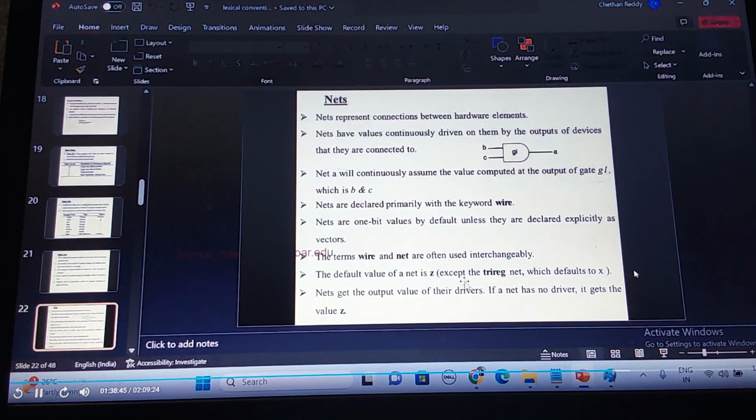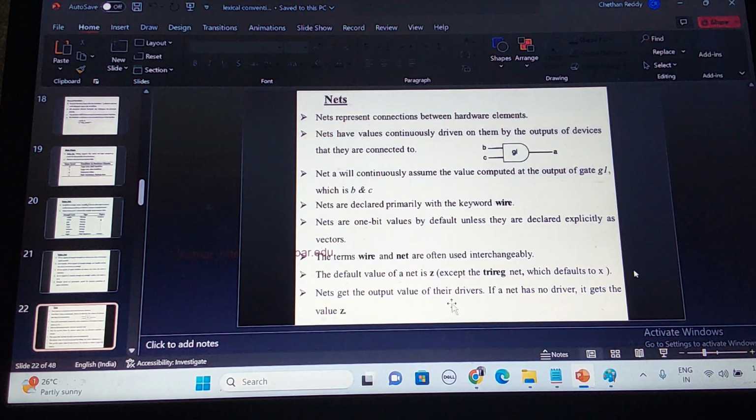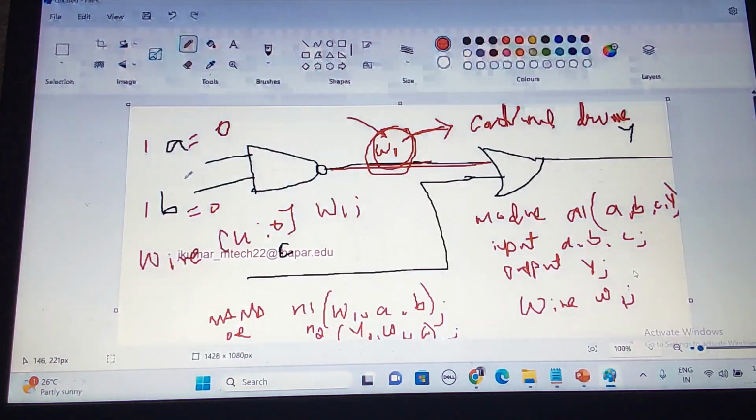Set means assign potential value. So nets get the output value of their driver. If the net has a node V1 and it gets the values on Z, it will get their value. The nets get the output value if they are continuously driving a value. Right, so let us take this example. I'm giving A as 0, B as 0. What is this?